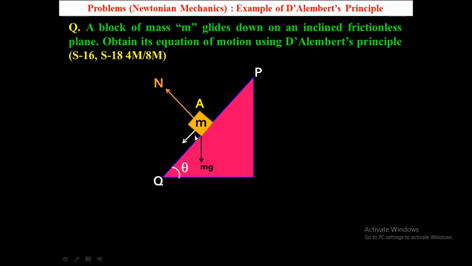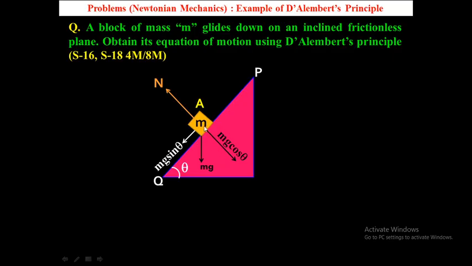Suppose the weight, that is the force of mass m or block A, is mg, due to the weight of the block, acting downward. This force can be resolved into two components, a sine and a cos component. The sine component is mg sin theta, which acts in the direction of the block A, along the inclined plane, whereas the second component, mg cos theta, is perpendicular to the inclined plane.